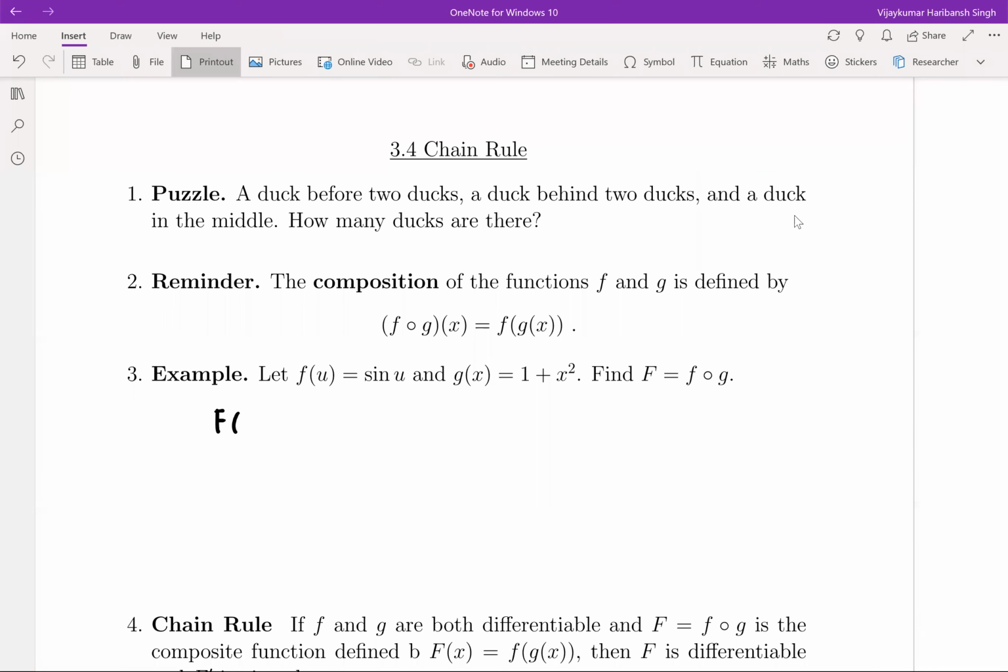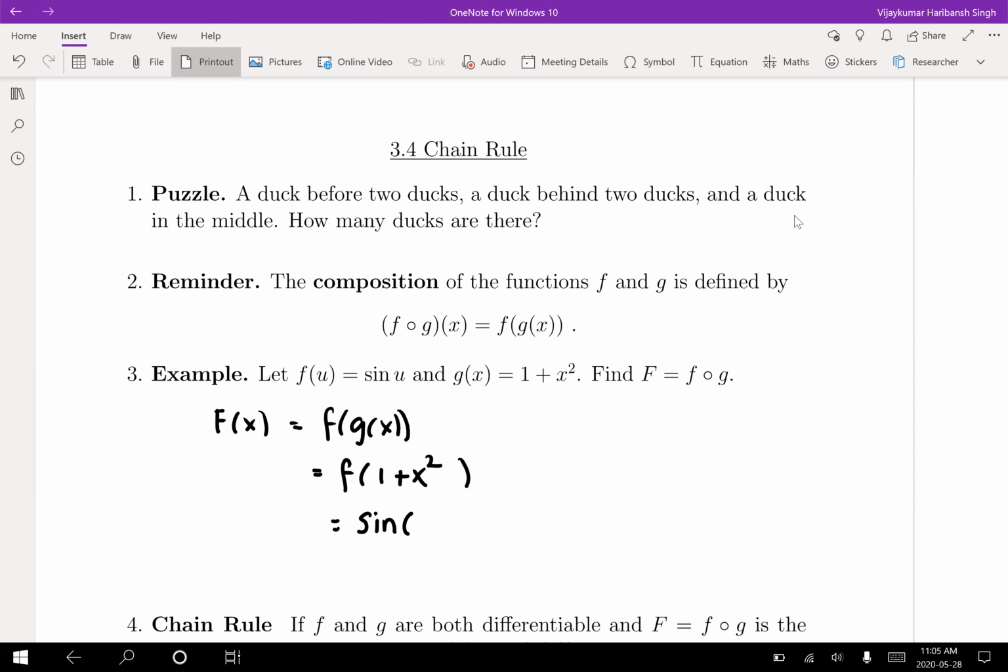f of x is a composition of these two functions. So f of g of x. Now this is going to be f of, now g of x is 1 plus x squared. And for this function, f of u is sine u. So f of 1 plus x squared is going to be sine of 1 plus x squared.